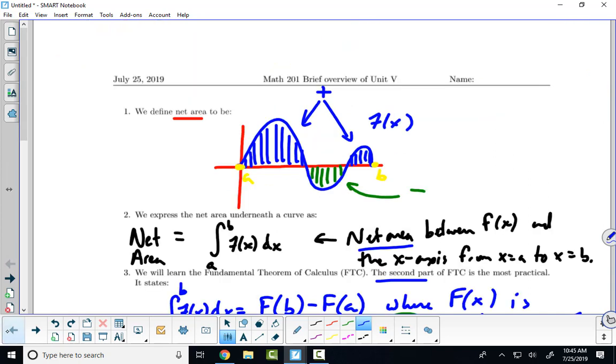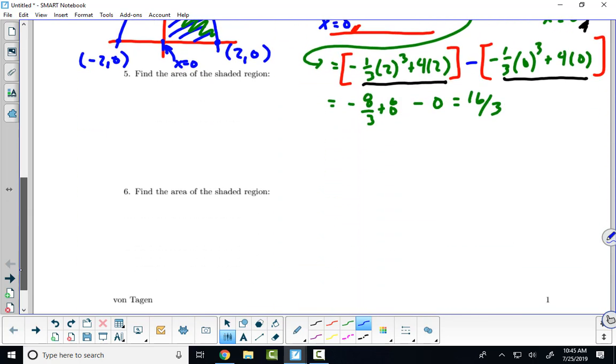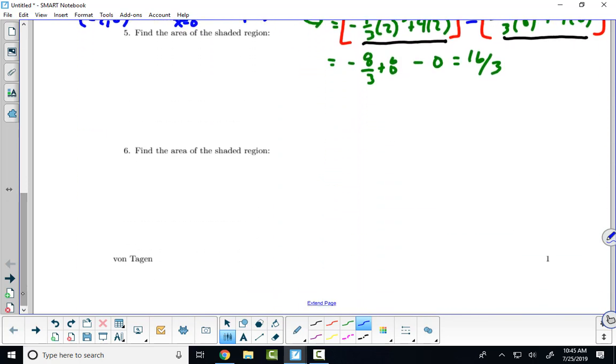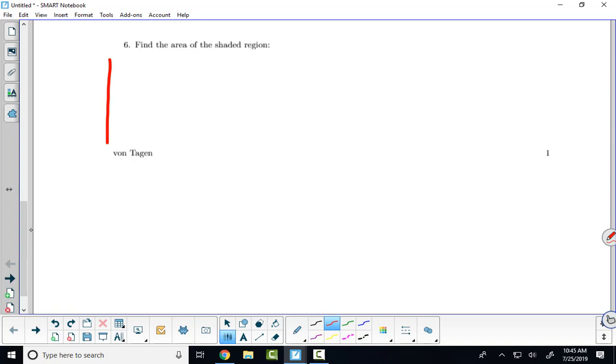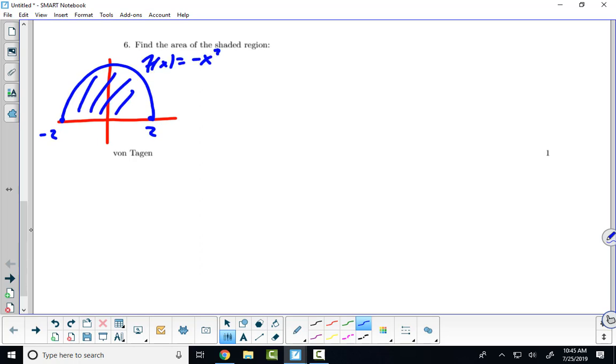I want to keep doing this just to get a little more comfortable with things. So let's do it again. One more time, we're going to work with this same function, this same parabola. So this was minus 2, this is 2, and this is our curve, f of x equals minus x squared plus 4. This time let's do the area from minus 2 to 2 of f of x dx.